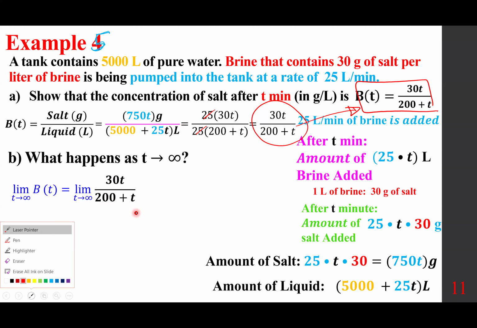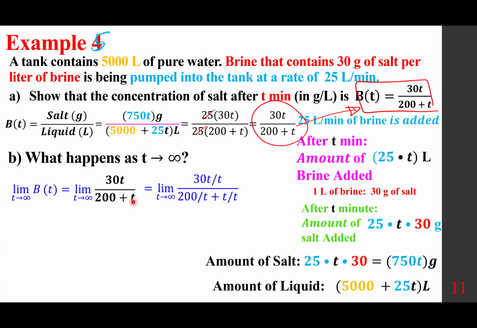The technique is to use algebra. We are dealing with a rational function, and t is approaching infinity. You divide by the highest degree term in the denominator. So we divide everything by t and simplify. So the limit as t approaches infinity of 30t over t, over 200 over t plus t over t. This is 30, this is 200 over t, and this is 1. As t approaches infinity, this goes to 0. 30 over 1 is 30 grams of salt per liter.